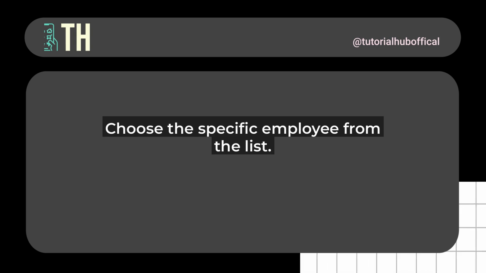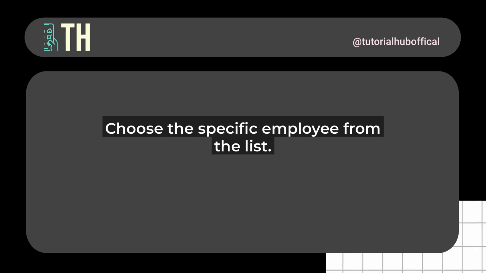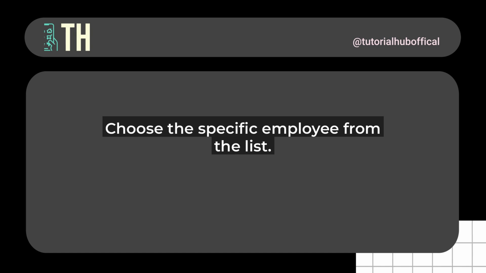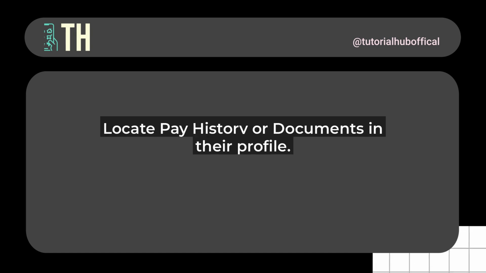Click on the employee's name to open their profile. Scroll down or look for a section labeled Pay History, Payroll Details, or Documents. In QuickBooks Online 2025, they've made this even more intuitive, so you might see a direct link to pay stubs. Once you find it, click to view or download the pay stub as a PDF.